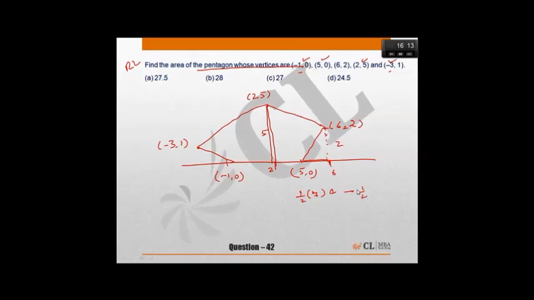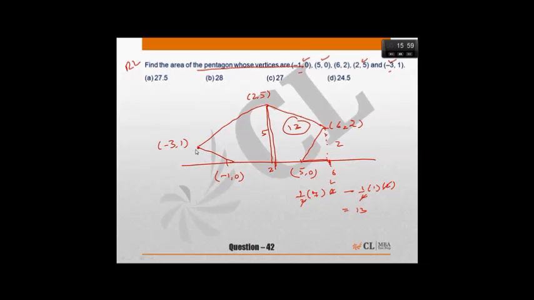Which is half base into height. Base is 1 into 2. So this portion becomes 7 to the 14 minus 1. This portion is 13. So this is 13. Does it help me? No, it does not help me.